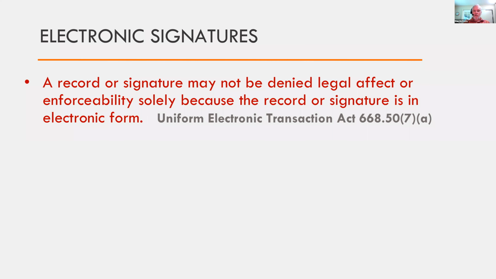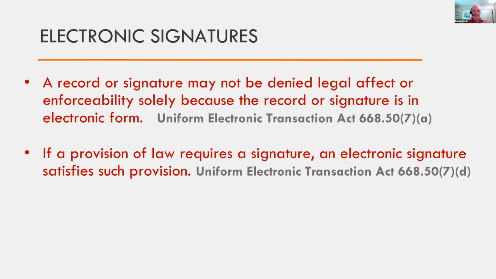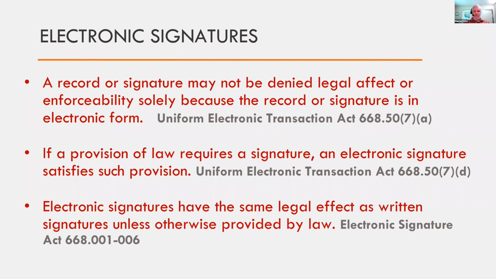So now that we know what an electronic signature is, let's see what the Uniform Electronic Transaction Act, that 668 reference, says. Now again, I don't want to have to read this to you, but it's saying that the electronic signature is not going to be denied because it's electronic. It says that if a law says this is not legal unless it has a signature, the electronic signature satisfies that. And more specifically with what we're talking about with the board resolution, it has the same effect as written signatures. So when it says you must have a written signature, an electronic one meets that provision. And again, this has been true since 2011 in Florida. And this is true, by the way, in every state.